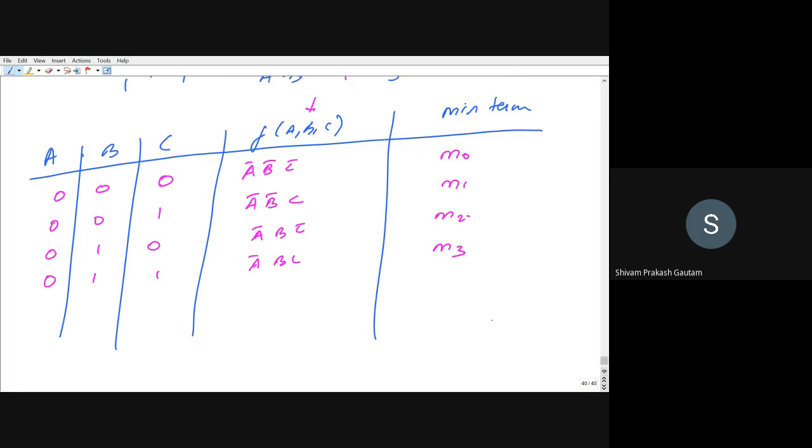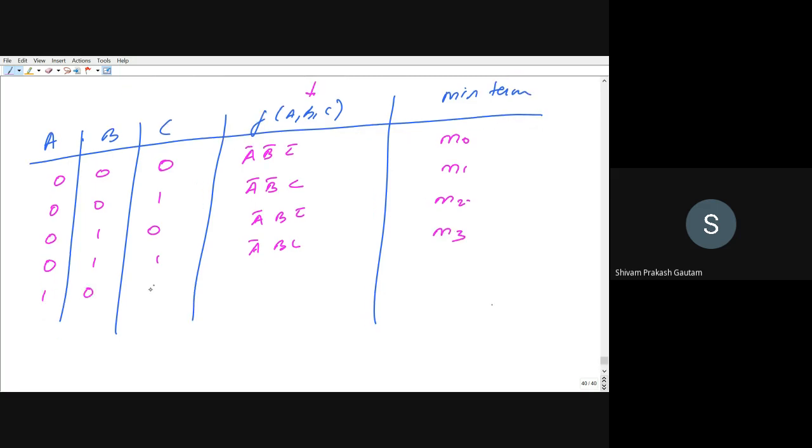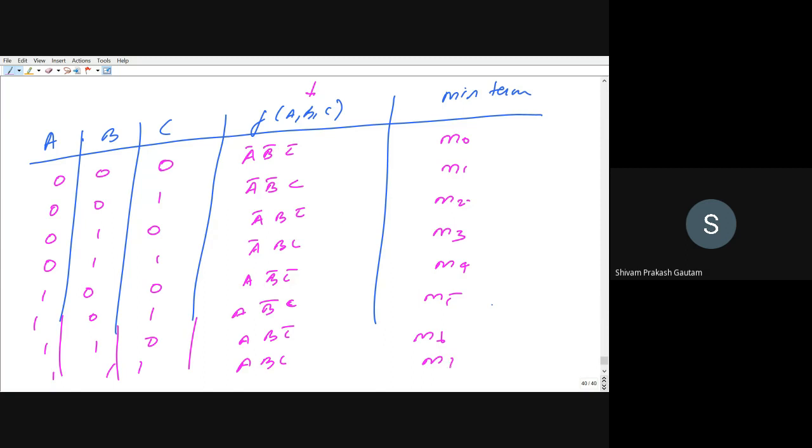This is M3. Similarly, you can have rest of the combination, that is 1 0 0, 1 0 1, 1 1 0, and 1 1 1. Right? So this can be written as A, B bar, C bar, A, B bar, C, A, B, C bar, and this is A, B, C. So this can be M4, M5, M6, M7. Now you can represent any of the functions in minterm.